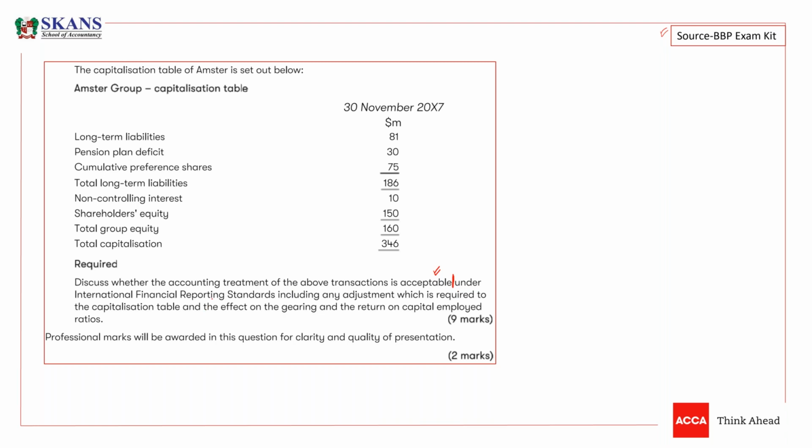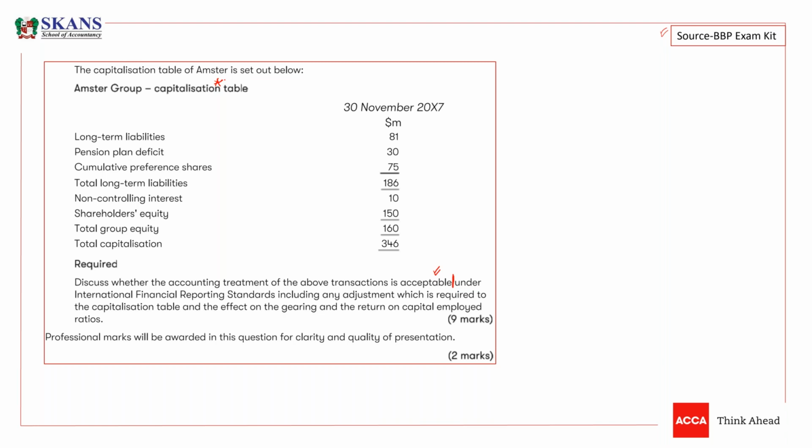So the second requirement is you need to tell the effect on the capitalization table. What is the capitalization table? This is the table which is given here. So you need to talk about the impact on these values. Maybe you have to reclassify certain liabilities into equity or equity into liabilities. So there would be some transactions that you need to adjust. Then guys, there are two requirements right now. You have to tell whether the accounting treatment is acceptable or not. Then you have to tell what would be the impact on the capitalization table.